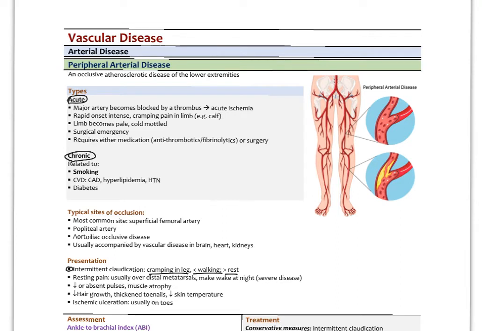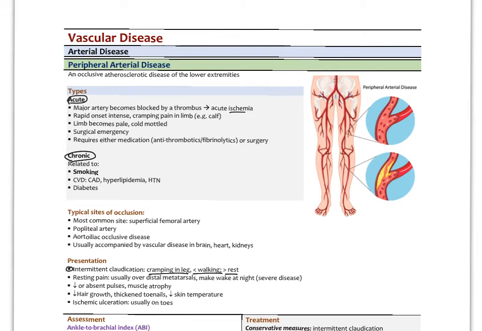And that's a pretty clear sign that there's not enough arterial flow going into the extremities. And we can do different assessments like check peripheral pulses and so forth to evaluate that. I'll talk about that here in a minute. Acutely, this could be a major artery that becomes blocked by a thrombus, and that causes acute ischemia.